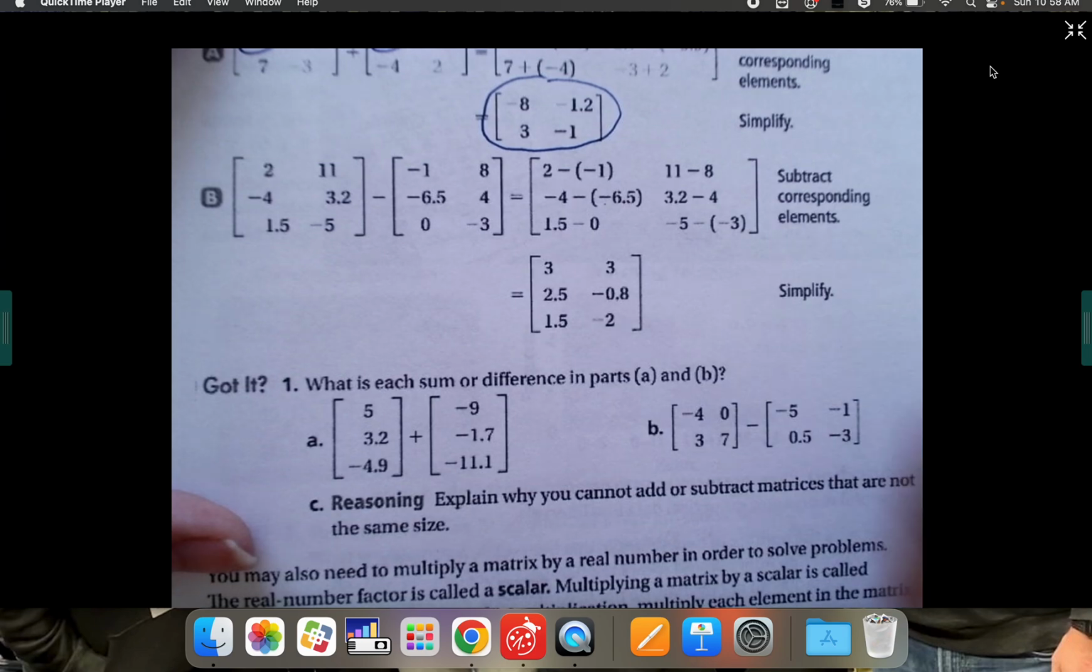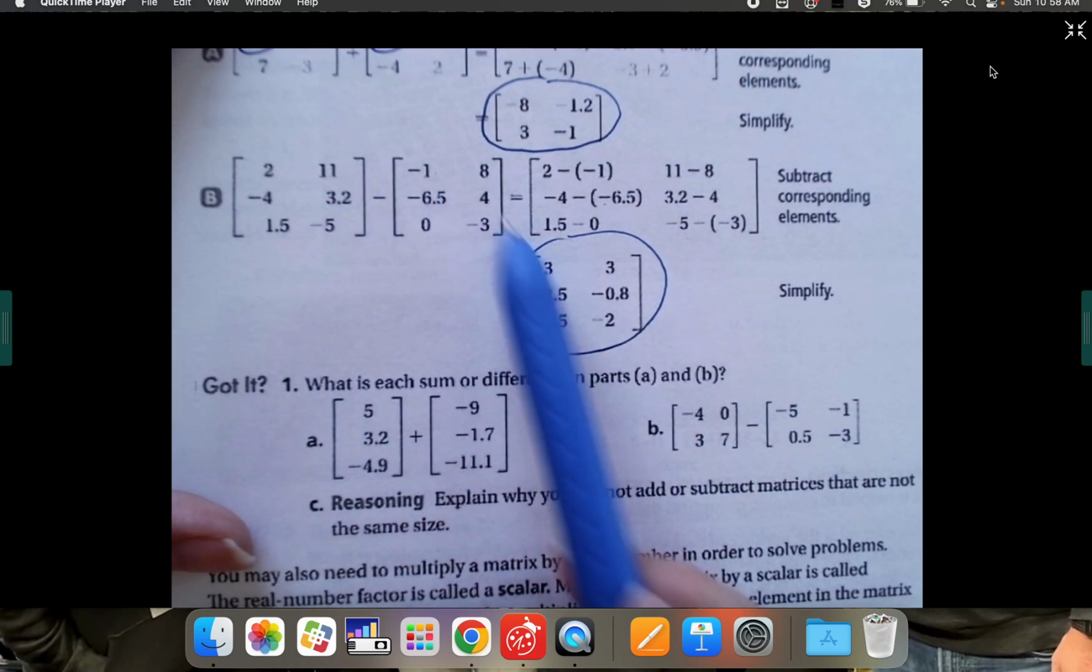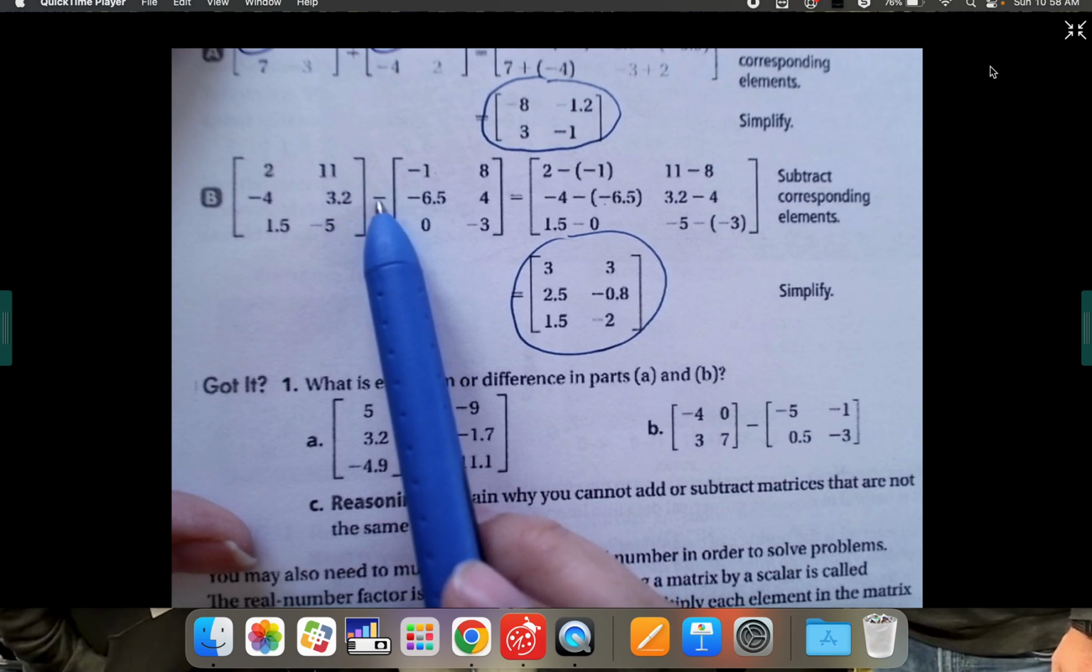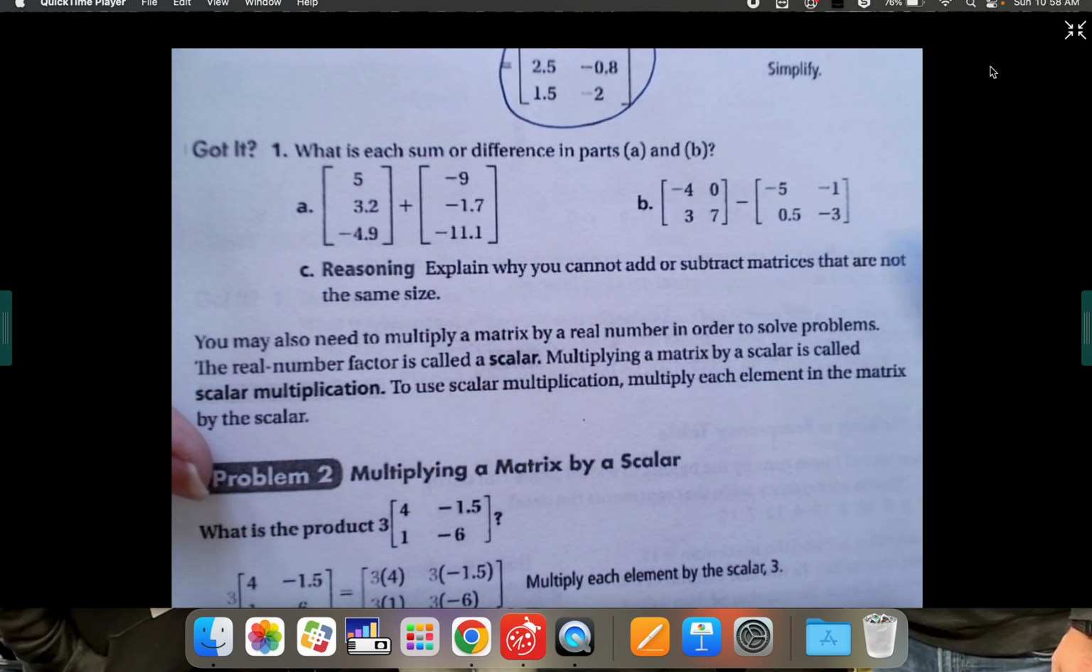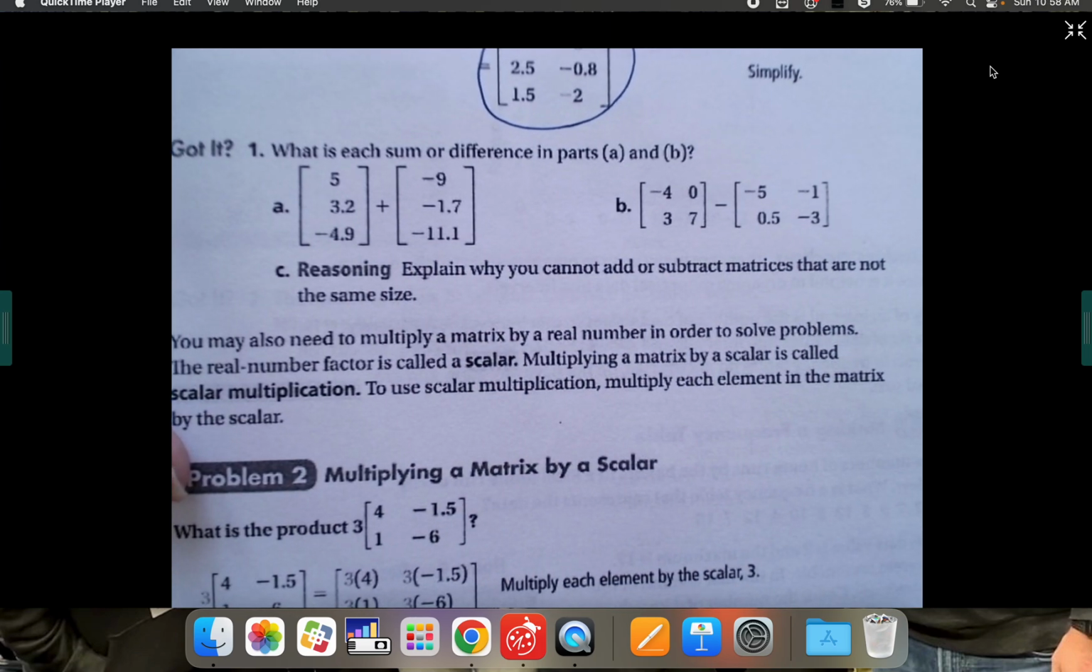Okay, so this is the answer when you subtract. This is very simple. You just have to match up the parts and either subtract if there's subtraction between or add if there's adding between. So go ahead and pause the video and try these A and B got it's on your own and see how you do.